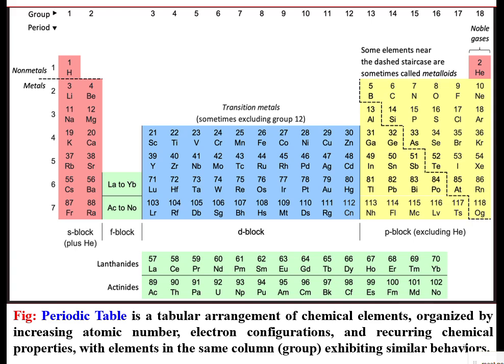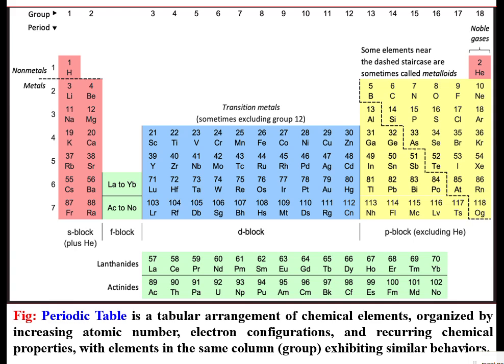There are various groups like non-metals. We are classifying non-metals and metals. S block elements are spherical in shape, P block elements are dumbbell shaped, and D block elements are double dumbbell shaped, and the last one is F, so SPDF. F block elements are very complex in nature. There are transition elements, excluding the eighth group, and some elements near the dashed staircase, sometimes called metalloids. Noble gases are also called inert gases.